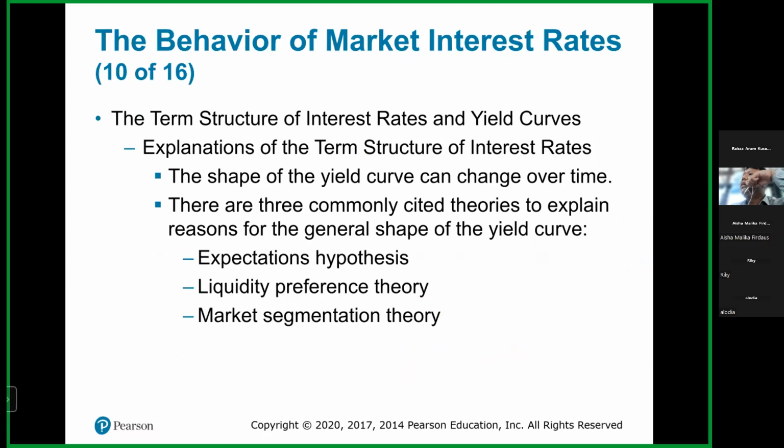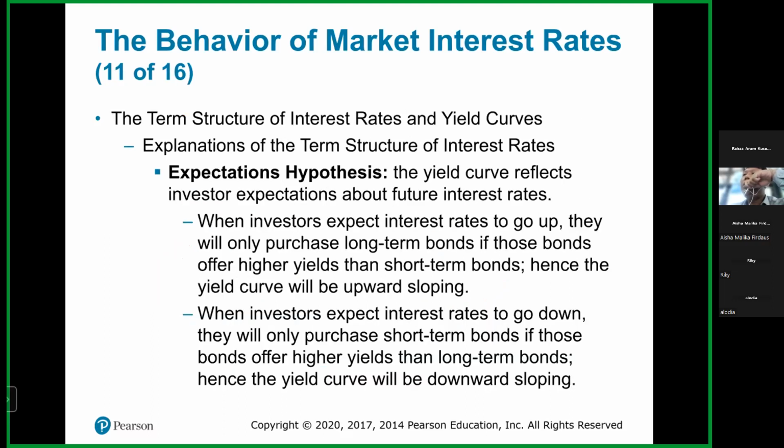So there are some theories to explain why the yields have different trends of upward and downward. We have what we call the expectation hypothesis, the liquidity preference theory, and the market segmentation theory. These three theories will explain whether the yield curve will have a positive trend or a downward trend. Expectation hypothesis is the first theory to explain the trend in the yield curve.